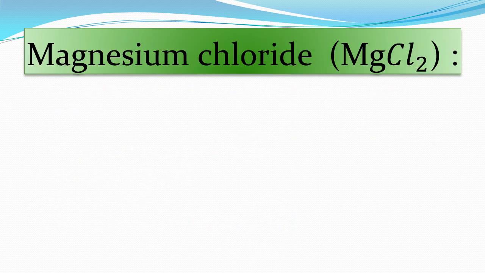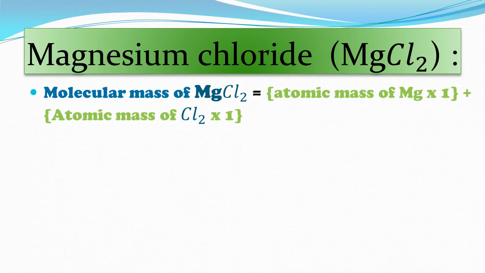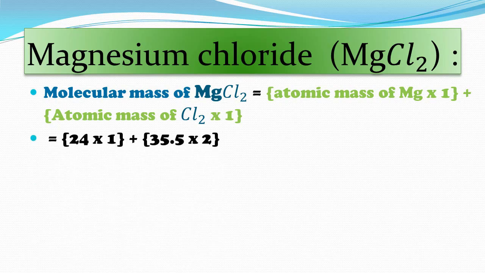Now the next compound is magnesium chloride, or MgCl2. Let's find out the molecular mass of MgCl2. It will be equal to, again simple, the atomic mass of magnesium, where only one magnesium atom is there so multiply by 1, plus the atomic mass of Cl2 multiplied by 2. Here it is Cl2, chlorine, so multiply by 2.